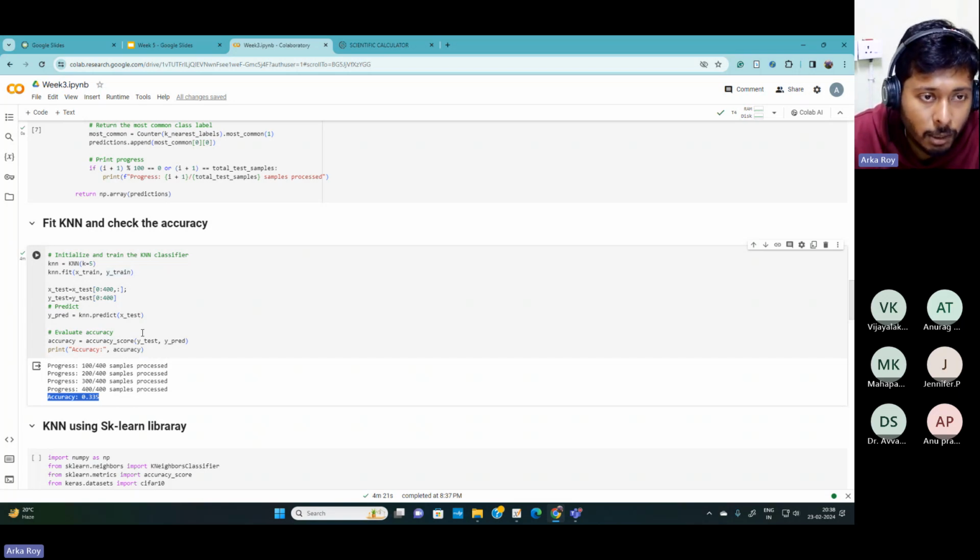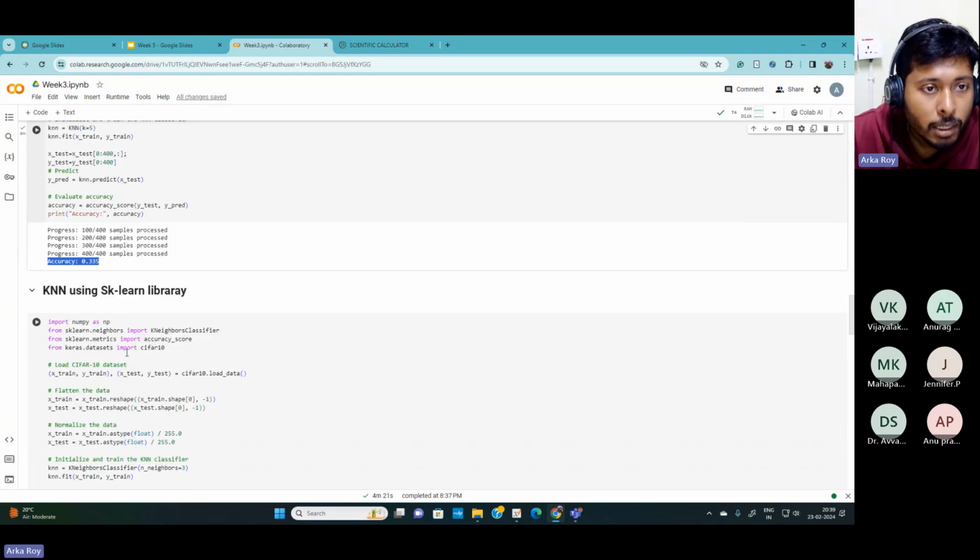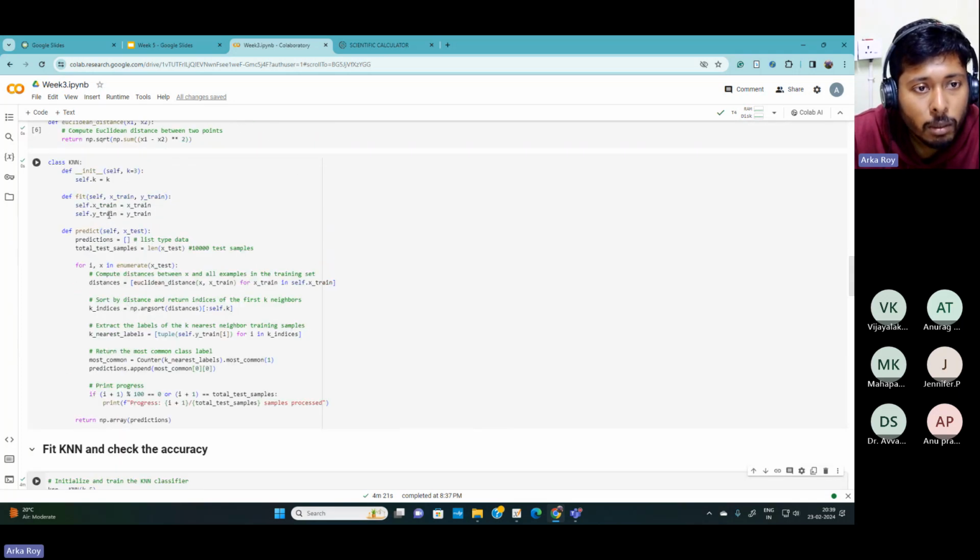For example, in case of CIFAR-10 data set, K value equal to 3 will give you the highest accuracy. But for MNIST data set, K value equal to 7 or K value equal to 6 may give you the highest accuracy. So you should not infer to such a conclusion that K value equal to 5 or 3 will always give you the highest accuracy. This is a hyperparameter. You need to tune these hyperparameters. Okay, so this is what we got from a KNN written from scratch.